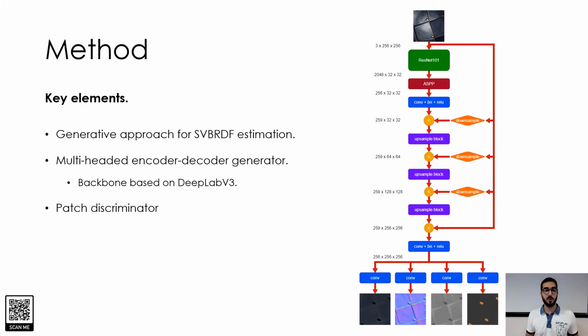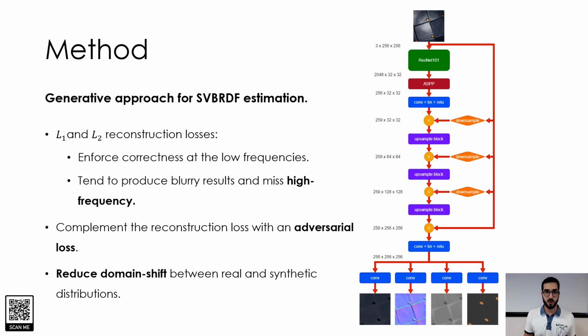The key elements of our approach are the generative approach to SVBRDF estimation, the multi-headed encoder-decoder generator based on a DeepLab v3 architecture, and the patch discriminator. The intuition behind the generative approach comes from the ability of a generative network to produce high-frequency details, and also the ability to reduce the domain shift between real and synthetic data, letting the discriminator see both synthetic and real data.